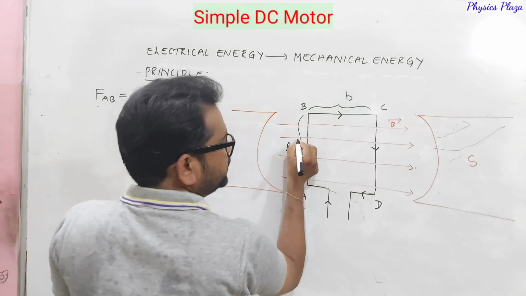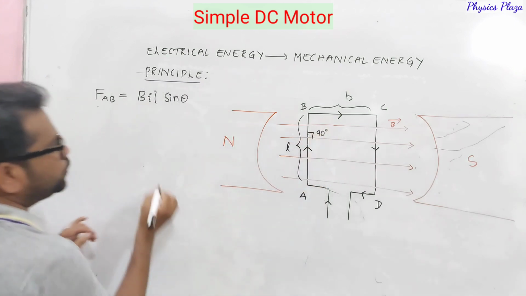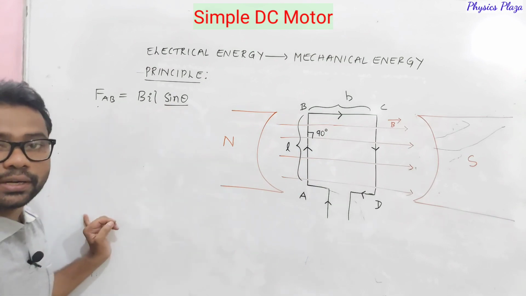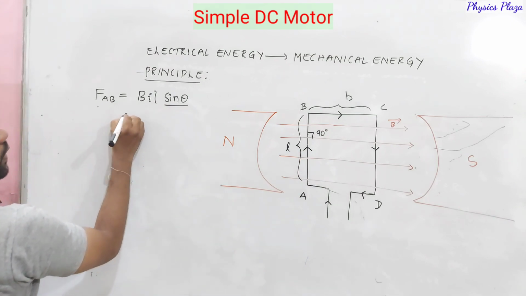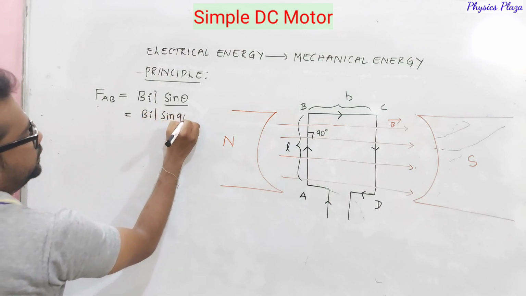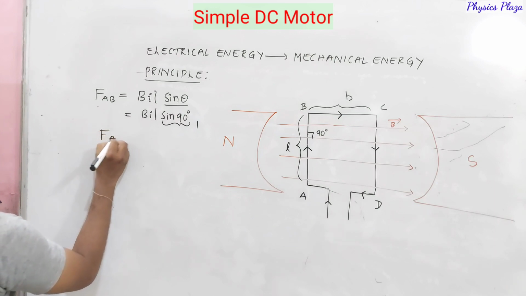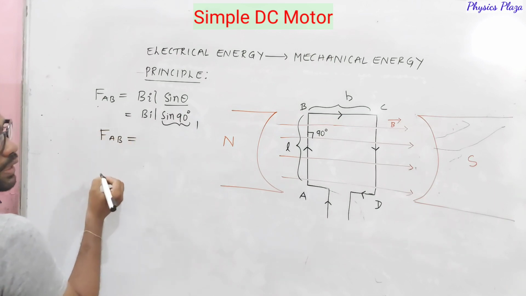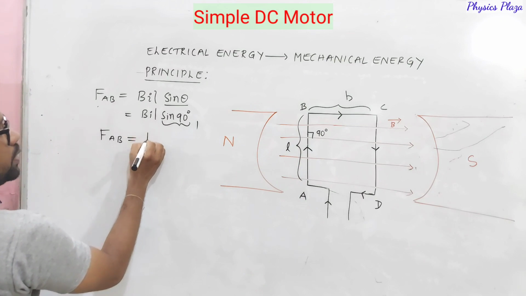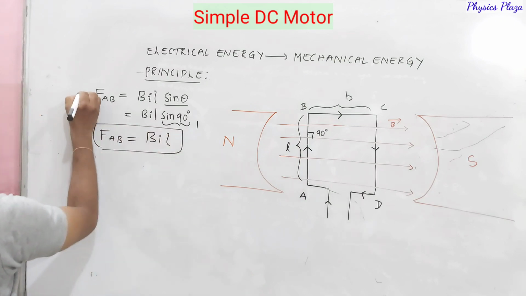But theta is how much? Look here. This is the magnetic field, and this is 90 degrees. So sin 90 is equal to how much? Sin 90 is 1. Or else let us write step by step: BIL sin 90 degrees. So sin 90 is 1. So F_AB, the force acting on the AB side, is how much? BIL. Okay, it is fine.